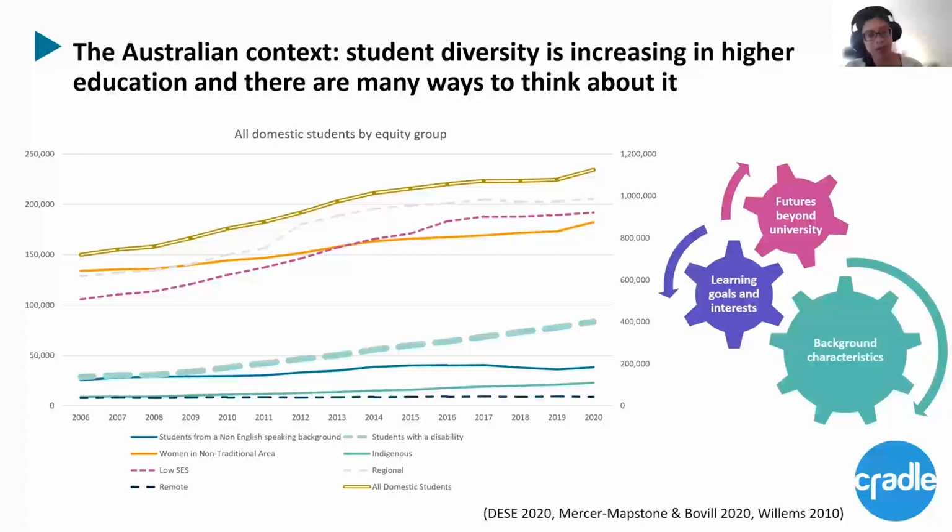But we can also think about different students' learning goals and interests and why they are here studying in higher education. And we can also think about the diversity of what they plan to go on to do beyond university. Why are people studying in higher education? And so those are just a few ways to think about diversity, but it is a thing that is increasingly something that we need to be aware of.